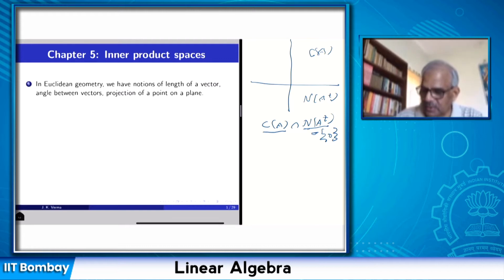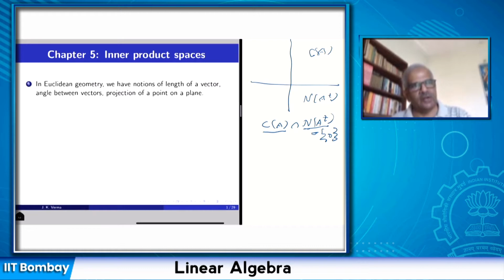Yeah, so the two subspaces, row space and null space, they are perpendicular, and they span the whole domain. Similarly, the column space and null space of A transpose are perpendicular to each other and they span the whole codomain. Yeah, so we now want to introduce these geometric notions, which we already observed among the row space and null space, etc. of a matrix, in an arbitrary vector space.